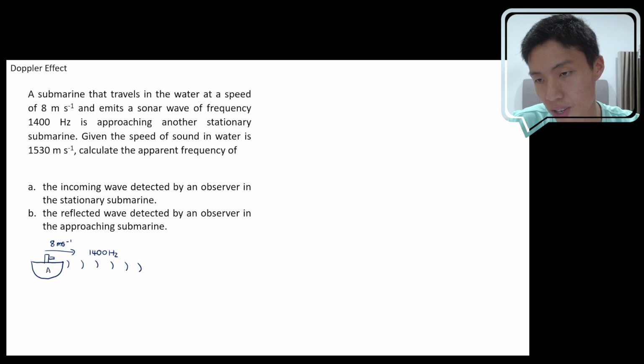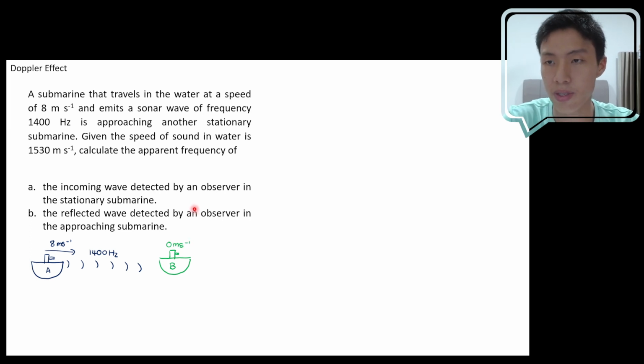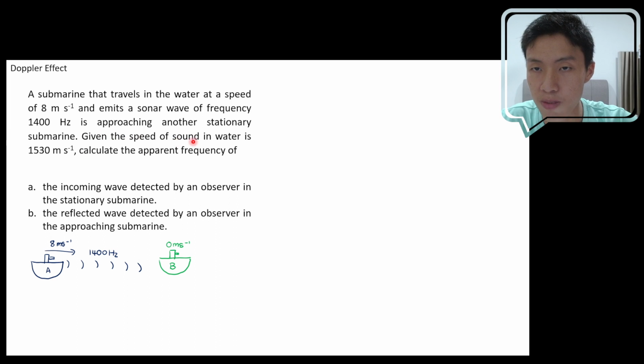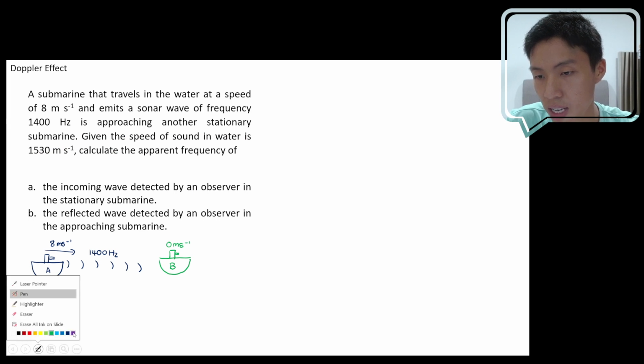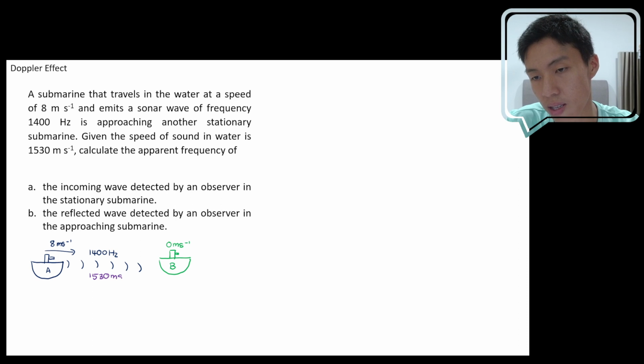Okay, let's call this submarine A. Then you have another submarine. Let's use another color to represent it. This submarine here is not moving. Let's call it B. 0 meters per second, stationary, not moving. Given the speed of sound in water is 1530 meters per second, that means the sound is traveling in the water with a speed of 1530 meters per second.